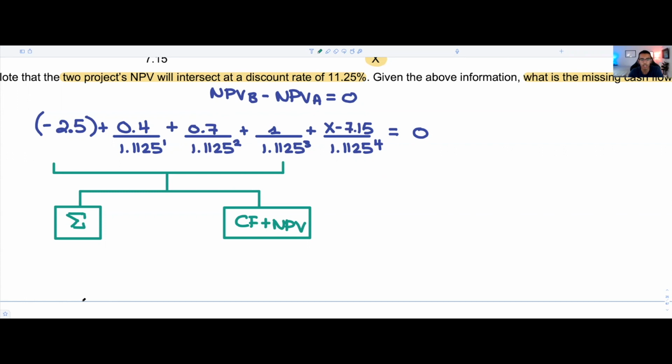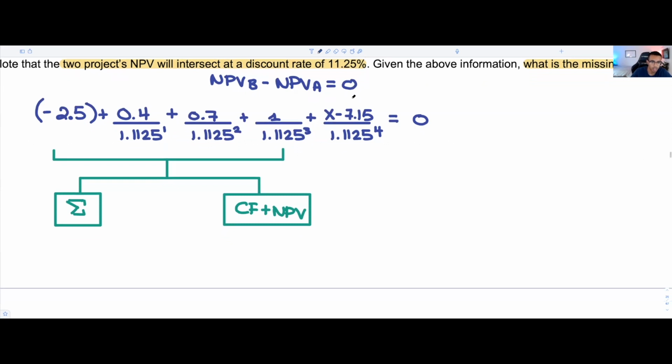Then you can go to NPV, and you're going to place in the crossover rate, which is 11.25. Press enter. Then you're going to go to NPV and press compute. And that's going to give you an interesting value. I'll plug it in right underneath.